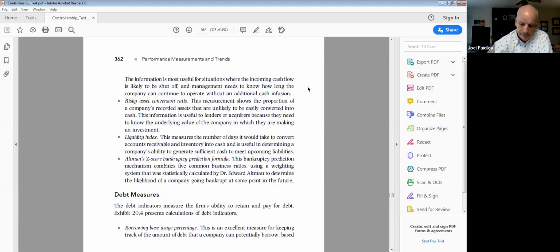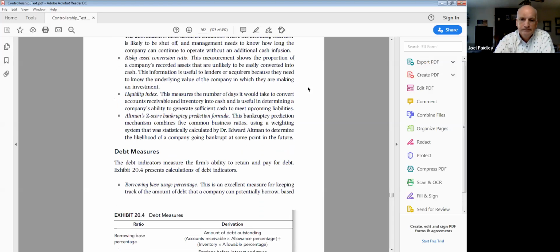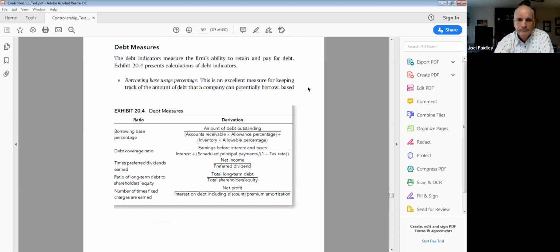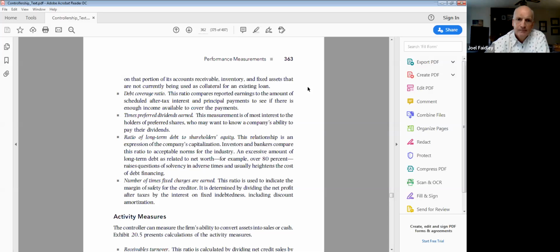All right, keep going there on 362 is debt measures, debt ratios. Always important. Debt coverage. There's an interesting one: times preferred dividends earned. I don't think I've seen that before. A lot of analysis there. Gives people jobs, right? Next page, activity measures.